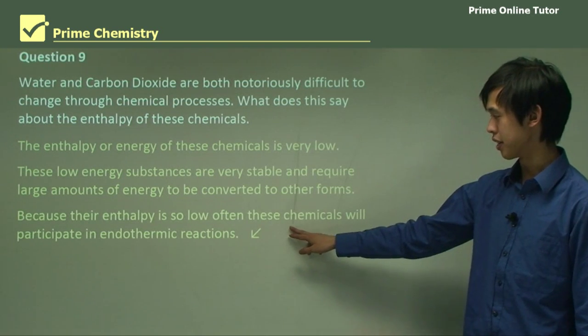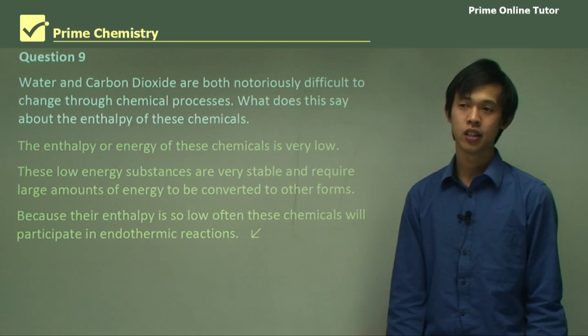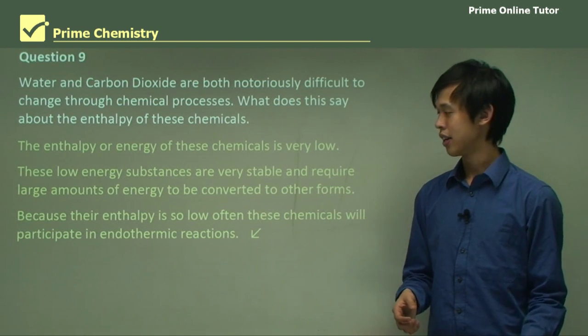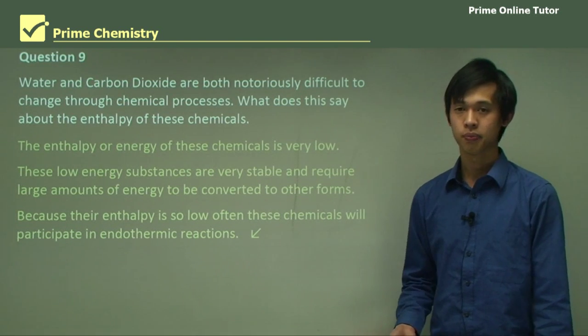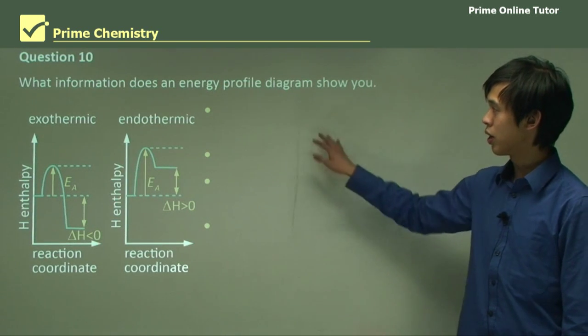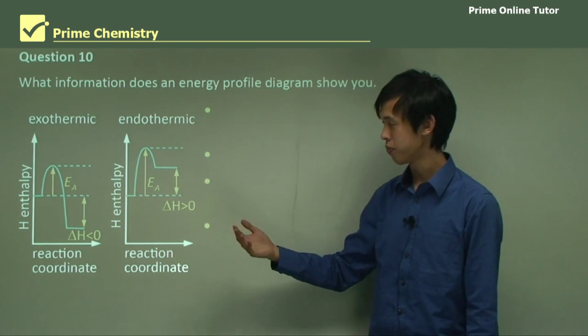Because their enthalpy is so low, often these chemicals will participate in endothermic reactions. So in general, water will participate in endothermic reactions, and so will carbon dioxide. Okay. So question 10, what information does an energy profile diagram show you?